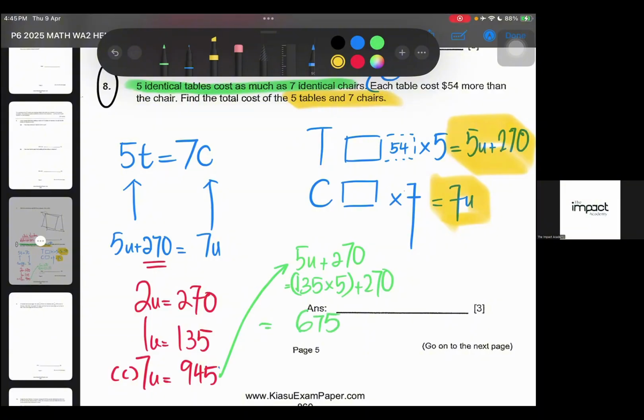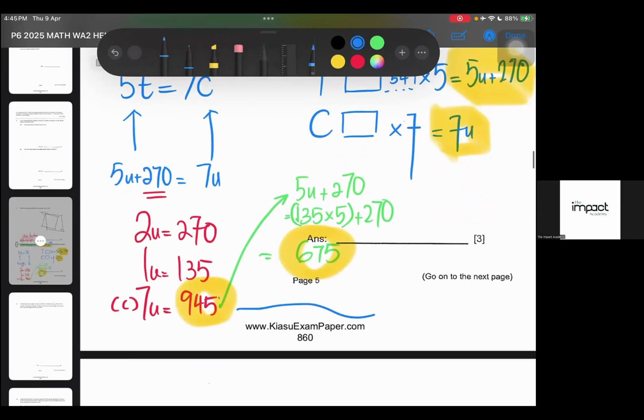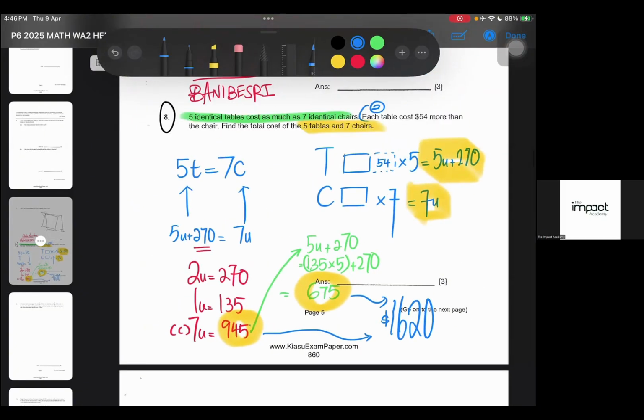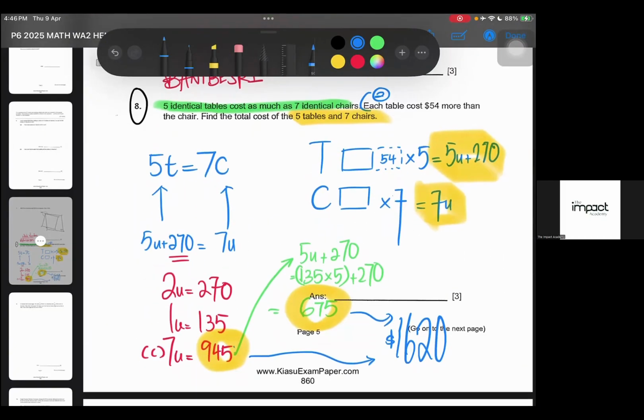Okay, so the total cost in this situation is this plus this. 945 plus 675, which is 1620. All right, so that's the reason why your answer for this question has to be $1,620.